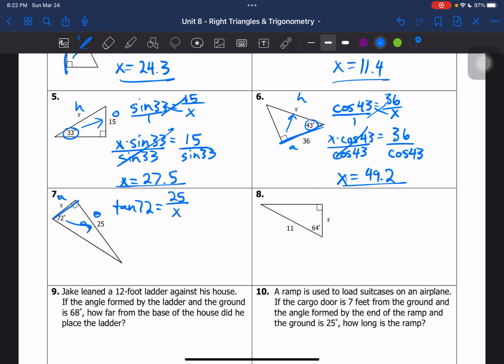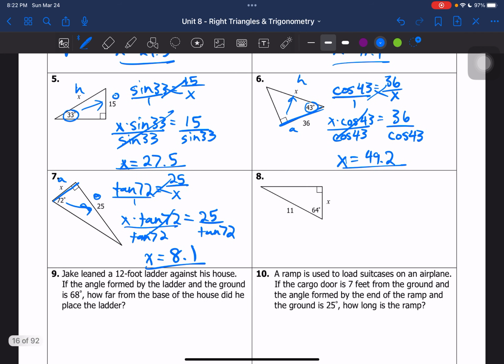put an x there. Then let's go ahead and put this over 1 and cross multiply. So I have x times tangent of 72 equals 25. Now I can divide by this tangent of 72 to get x by itself. So x is equal to, when I type in 25 divided by tangent of 72, I end up with 8.1. So that's what that side measures.